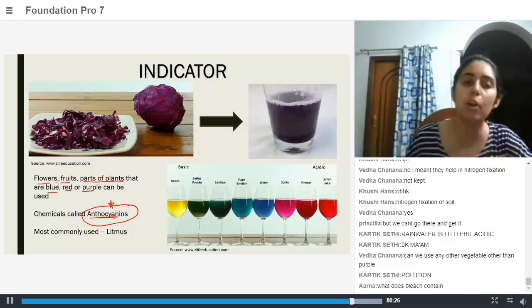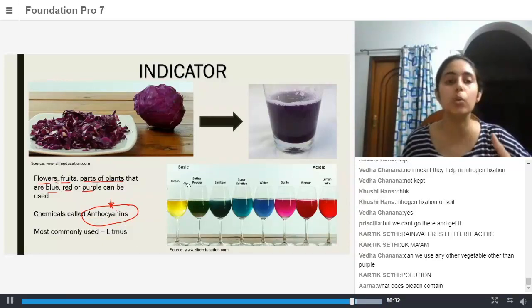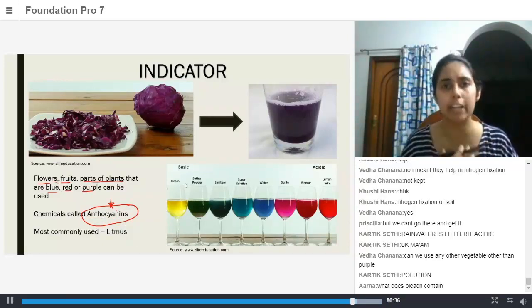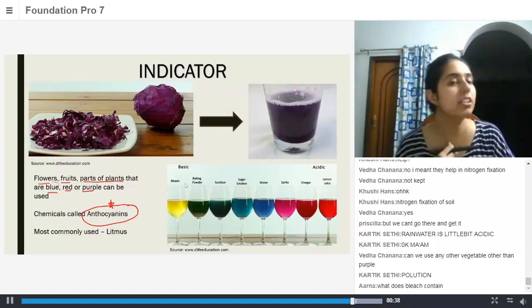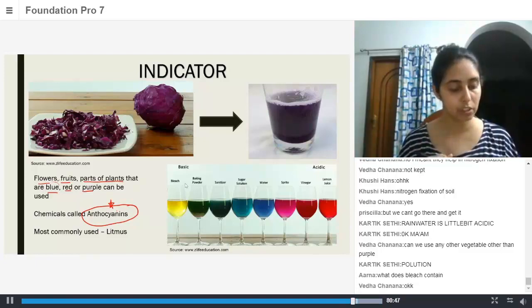So what is the importance of this substance to the plant? This particular chemical, anthocyanin, is used by plants to protect their nutrients during the winter, because during winters plants don't get enough sunlight. So they need anthocyanin to protect their vitamins and minerals and things like that.